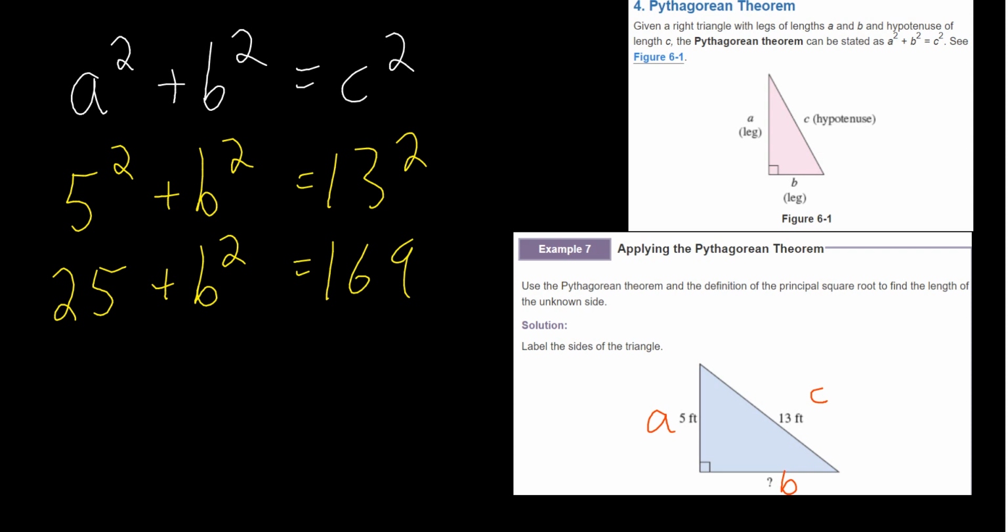Right. And then I'm just solving for b here. So I've got b squared is equal to 144 because I subtracted 25 from both sides. All right. And so now we're going to ask ourselves, okay, so what squared will give me 144? Right? Well, I went over that previously. I said memorize the first 12. Well, here we are. So b must be equal to 12. Right? And that is the Pythagorean theorem.